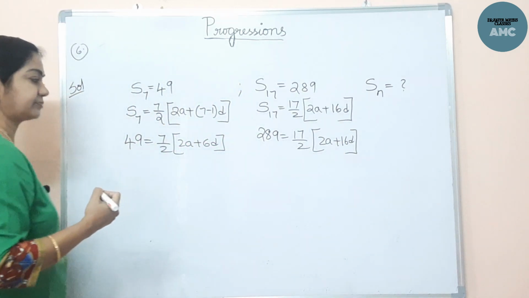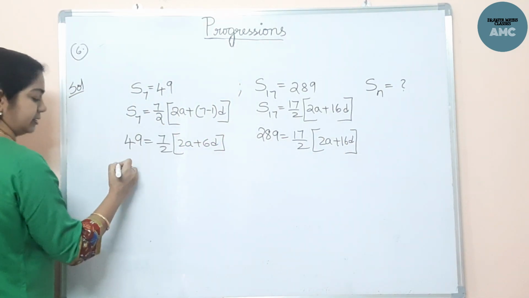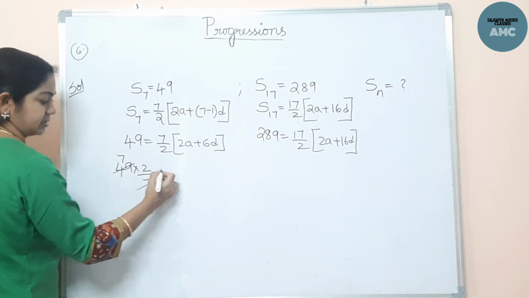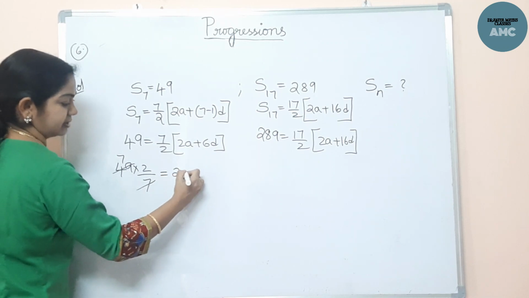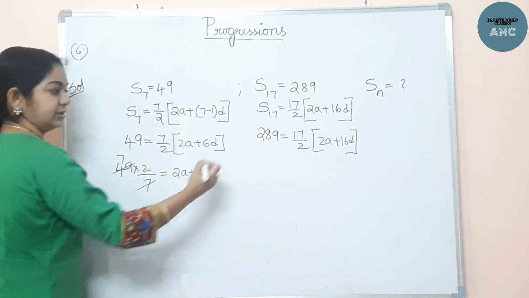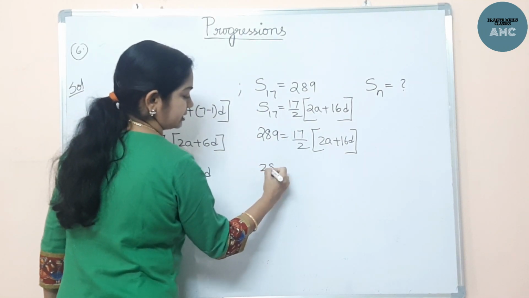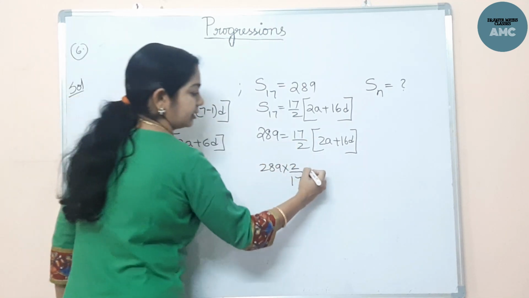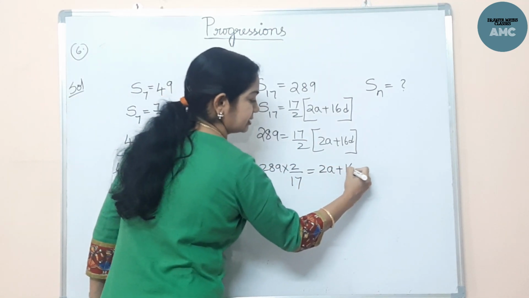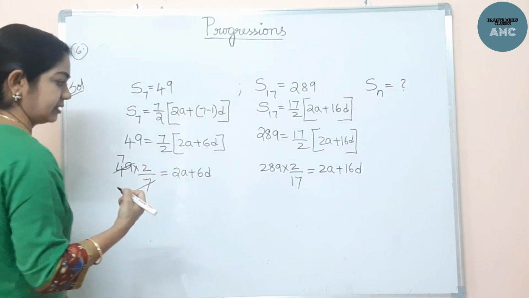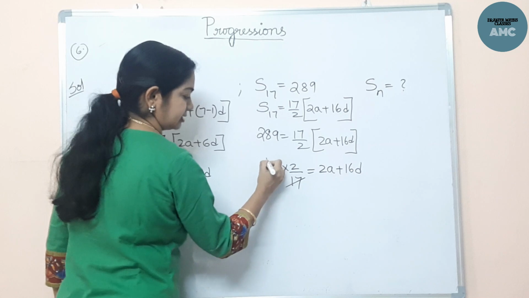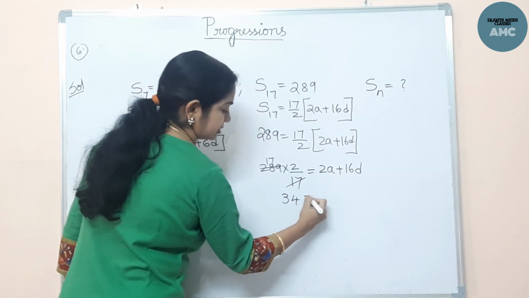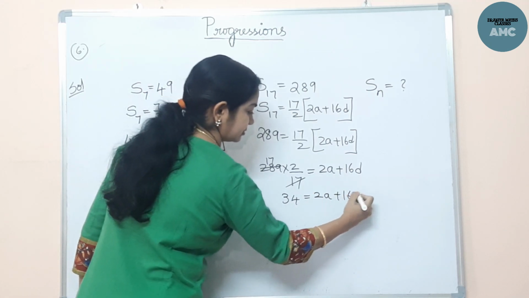Now if you shift this to this part, it becomes the reciprocal, 2 by 7. 7 ones, 7 sevens. So this comes to 2a plus 6d. Here, this also you shift it to 289, 2 by 17, it becomes a reciprocal. Now here 2a plus 16d. 17 ones, 17 17s. 17 square is 289. 17 twos are 34 is equal to 2a plus 16d.